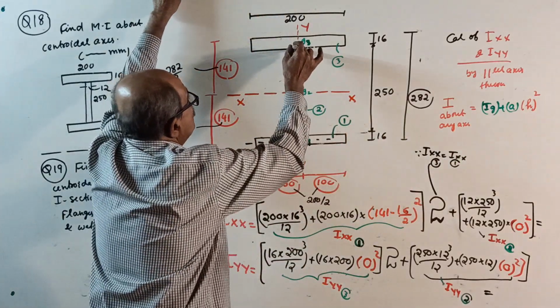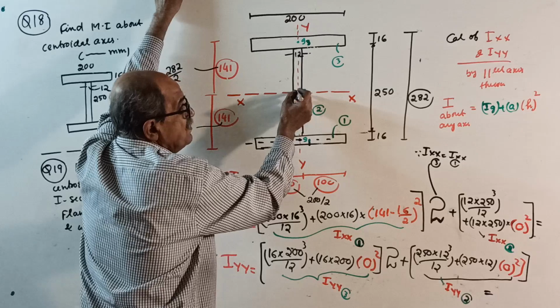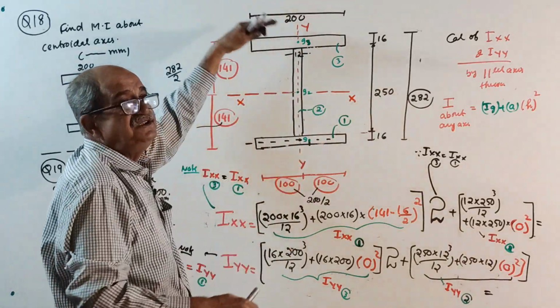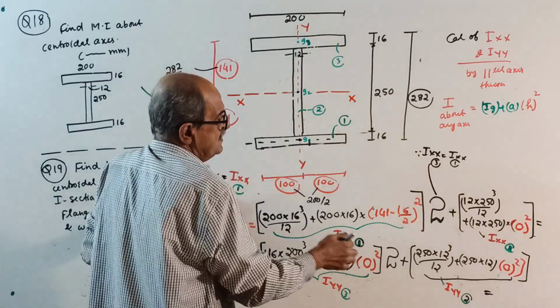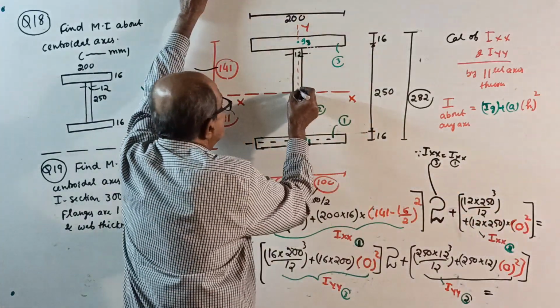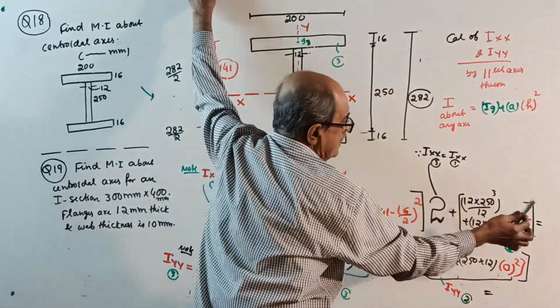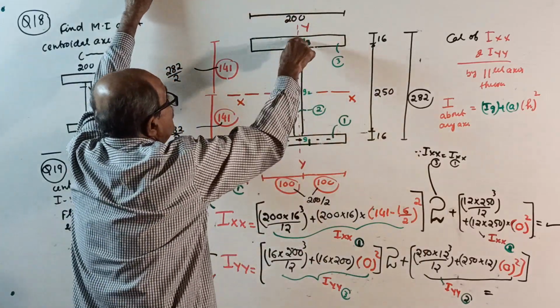Next, come here. 12 into 250 cube by 12. This time, see, last time, in one question, G2 was above. In another question, G2 was below. Now G2 is coinciding with the XX, therefore 0 square. See, from G2 to XX, there is no vertical distance, so 0 square. Calculate the answer.